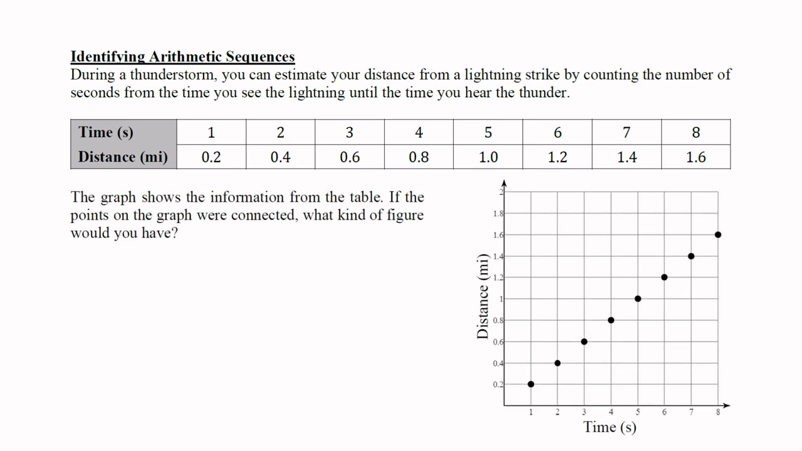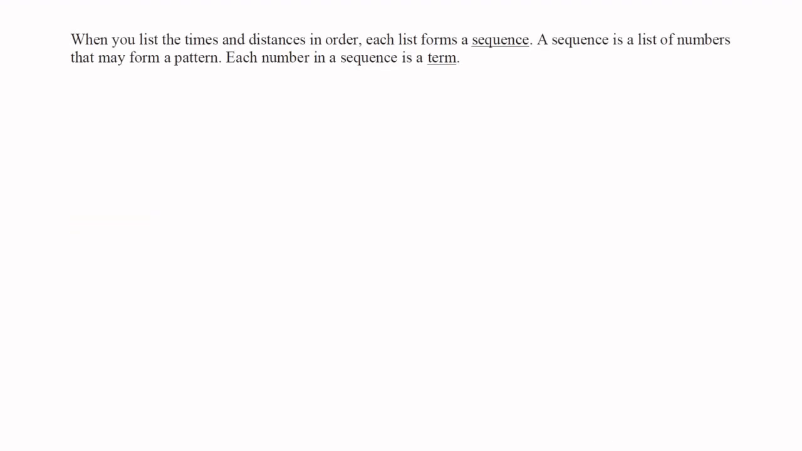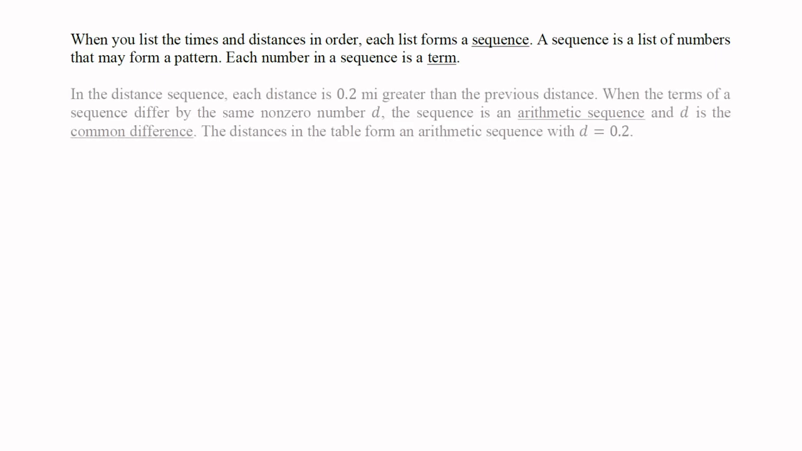This graph shows the information from the table. If the points on the graph are connected, what kind of figure would you have? Well, you would have a line, and that would represent a linear equation. When you list the times and distances in order, each list forms a sequence. A sequence is the list of numbers that may form a pattern. Each number in a sequence is a term.